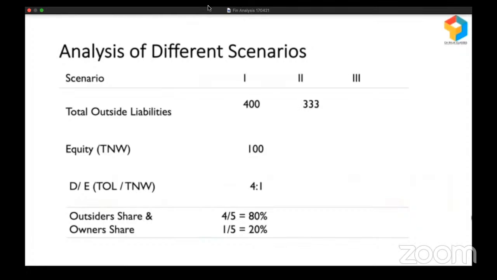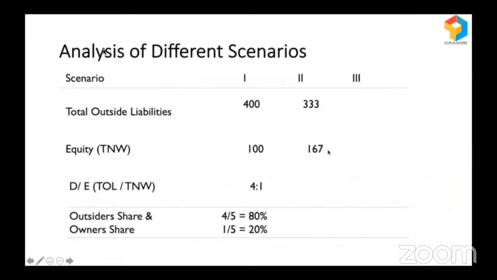Let me give you a second scenario where the outside liabilities are 333 and equity is 167. I chose these numbers to convey an important message. Because look, the total funds are 500. Here also it is 500 only, but I've chosen a different proportion. If you take the debt 333 and divide it by equity of 167, you get the debt equity ratio as 2. We express it as 2:1. It means for every 1 rupee contributed by the owners, this business is borrowing 2 rupees. It means if this business is raising 3 rupees, 2 out of 3, that is 67% is coming from outsiders, and 1 out of 3, that is 33% is coming from owners.